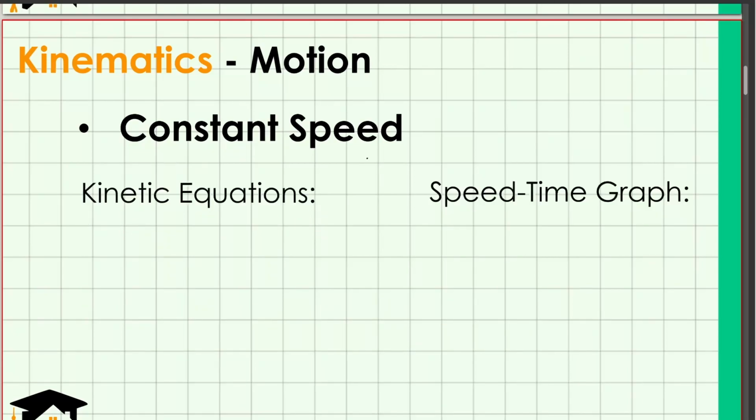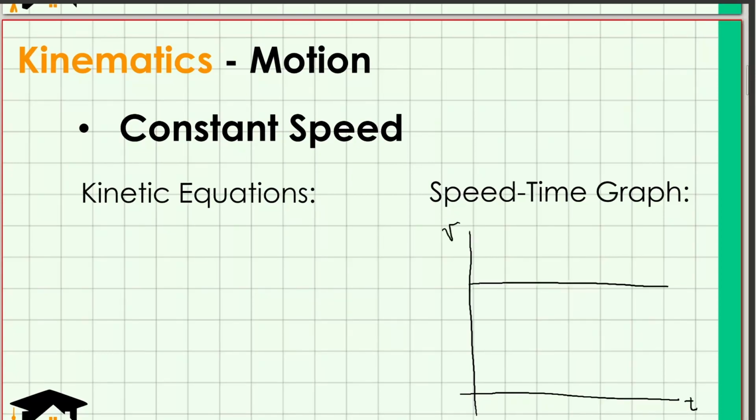Constant speed is the easiest of all cases. The speed time graph, because the speed is constant, is just a straight line. And for the kinetic equations, we only have to remember how to calculate the distance. And this is done by multiplying the speed with the time.